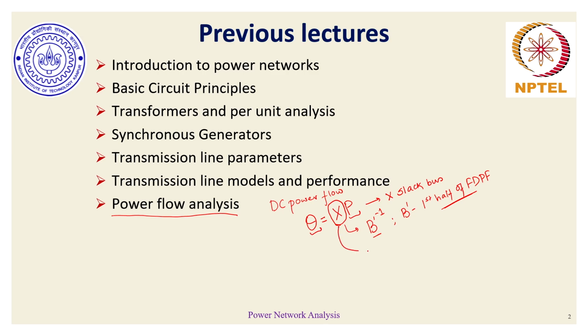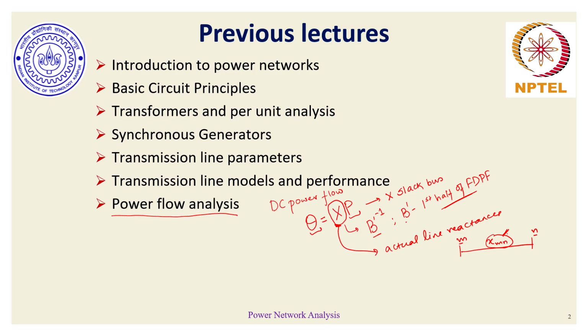This X matrix should not be confused with a matrix which is based on the actual line reactances. Let's say we have two buses, M and N, which are connected by a transmission line of reactance XMN. This XMN appears as part of the B dash matrix, and it has directly nothing to do with the capital X matrix which was used in DC power flow.